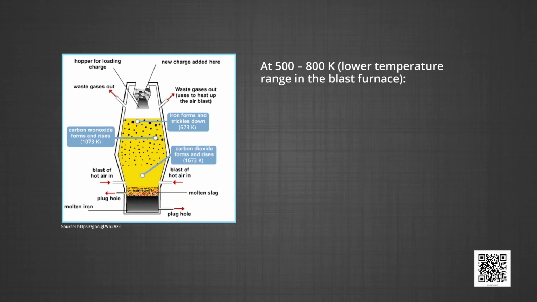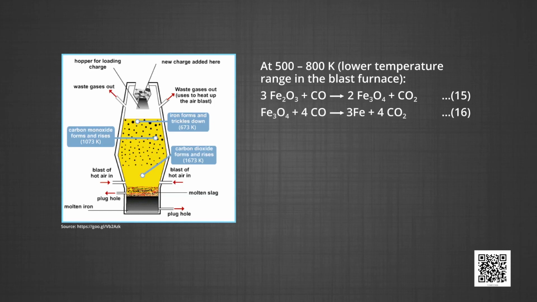At a range of temperature 500 to 800 Kelvins, that is at the top of the blast furnace, we have iron oxide Fe2O3 plus carbon monoxide giving us Fe3O4 plus carbon dioxide, or Fe3O4 reacting with carbon monoxide to form iron and carbon dioxide. Fe2O3 also reacts with carbon monoxide to give FeO plus carbon dioxide.